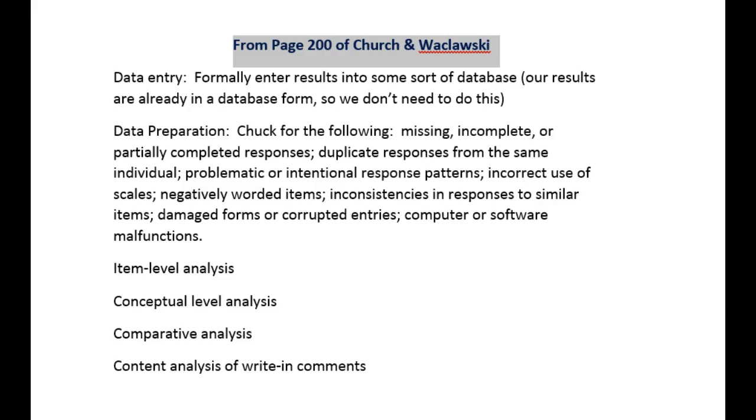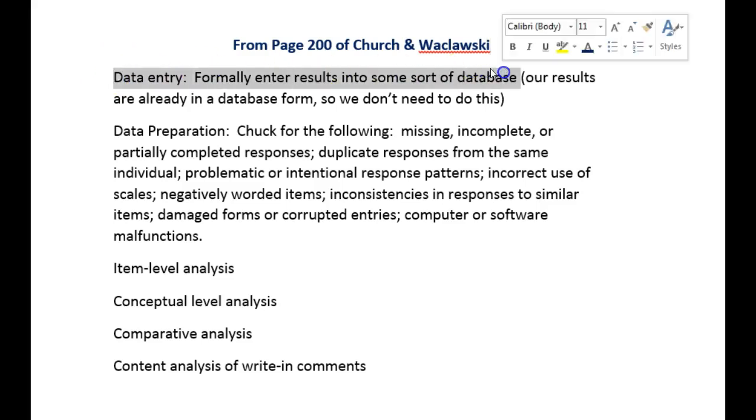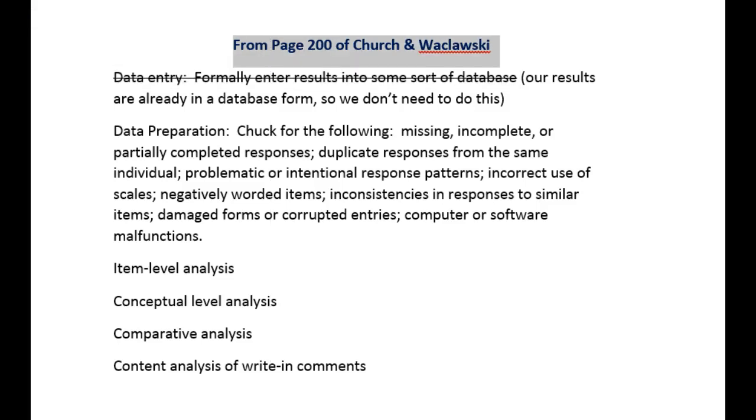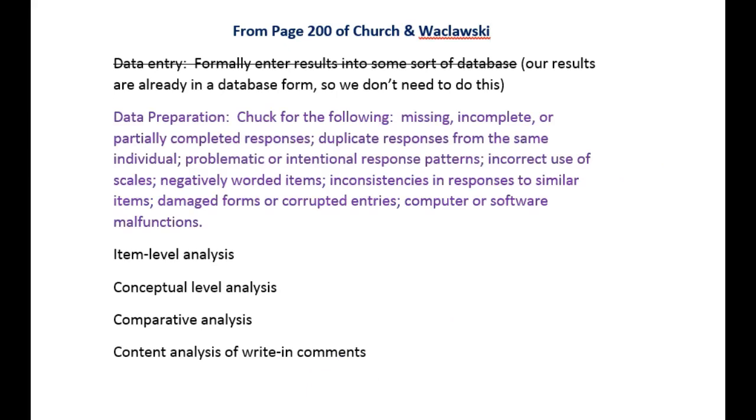Here you can see from page 200 in Church and Wacklowski the 6-phase process for analyzing the data. The rubric for the paper calls it a 5-step process, because we don't need to enter results from some sort of database. We have already got our results in a database, so we don't need to do this. So the first phase for us is data preparation.